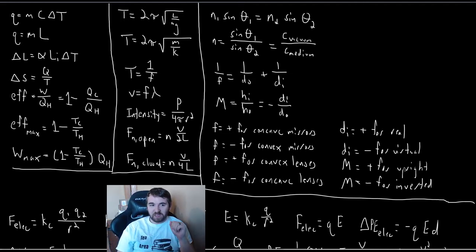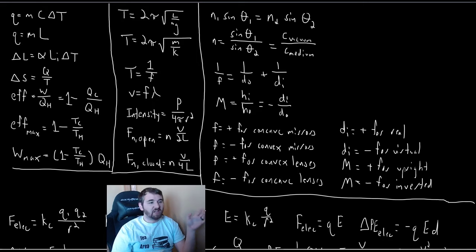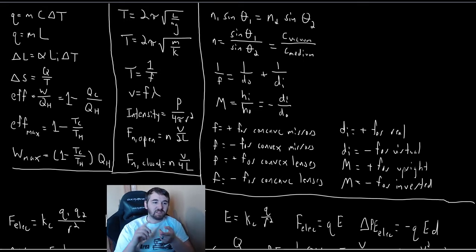Capital M is magnification. HI is image height. HO is object height. And I did include that next table there just to help you know. So for F, it's positive in concave mirrors and convex lenses. You have to make your F negative for convex mirrors and concave lenses.